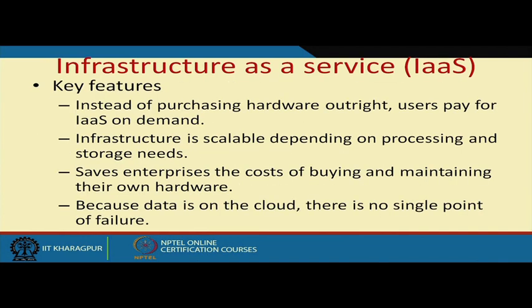So, these are the key features. Instead of purchasing the hardware outright, the user pays for infrastructure as a service on demand. Infrastructure is scalable depending on the processing and storage need. It saves enterprises the cost of buying and maintaining their own hardware. Now, because the data is on the cloud, there is no single point of failure. So, the bottleneck analysis of the individual company's e-business infrastructure, which of course we will be talking about after some time, is not required here.